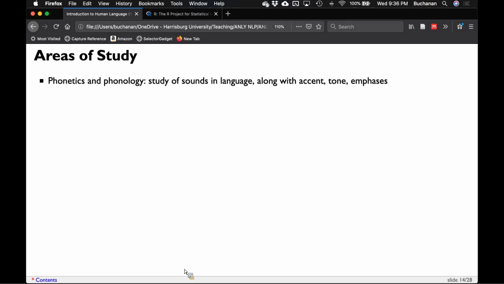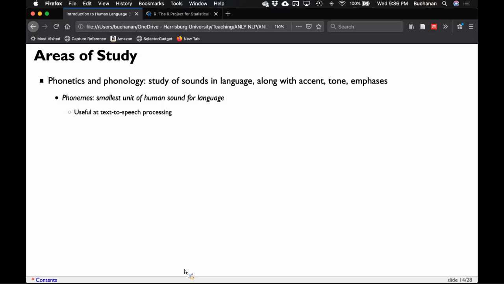So some highlights of some things we'll hit. We'll talk a little bit about phonetics and phonemes. These are people who study the sounds, okay? Accent, tone, emphasis, right? If you've ever seen My Fair Lady, where they're teaching her to speak correctly, that's the kind of idea. So the phonemes are the smallest unit of sound. That is very important if you're ever interested in speech synthesis and dialogue systems that talk like Siri.